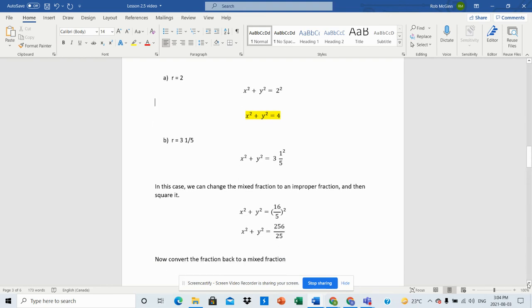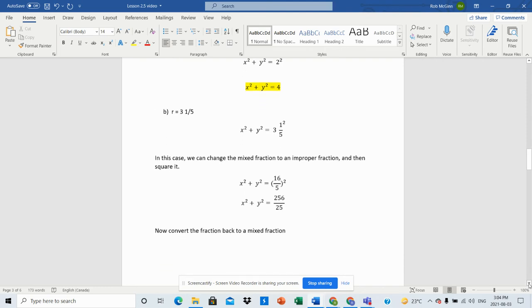What we can also do is, we don't like to leave it as an improper fraction, so we're going to change it back to a mixed fraction. If you're ever unsure how to do that, take your numerator, divide it by your denominator. The whole number you get is the whole number that we want. And then you'll have to find out what fractional component you have left. So 256 divided by 25 is going to be 10 point, I believe it's 24. So now we can convert this back into a mixed fraction.